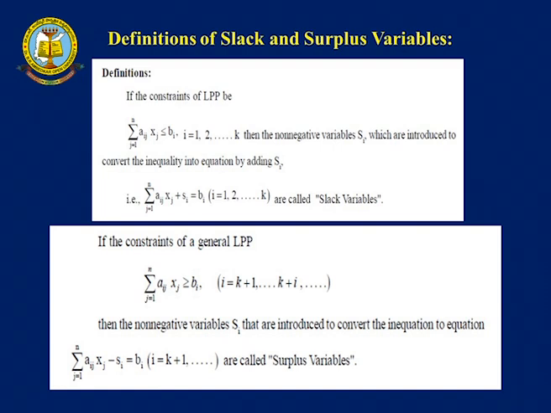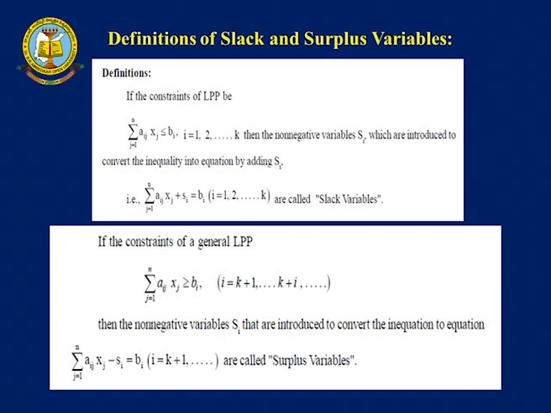Similarly, coming to the next definition, surplus variables. For surplus variables, the inequations must be of greater than or equal to type, that is, aij xij greater than or equal to bi. Again an inequation is given. We have to convert this inequation into an equation by subtracting a certain variable from the left hand side of the given constraint, so that the inequation can be shifted to an equation. Whatever variable we subtract is known as the surplus variable.